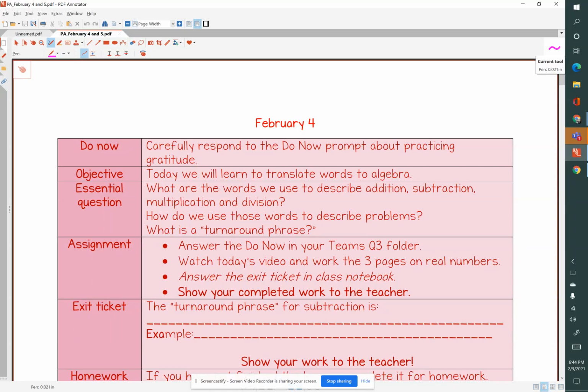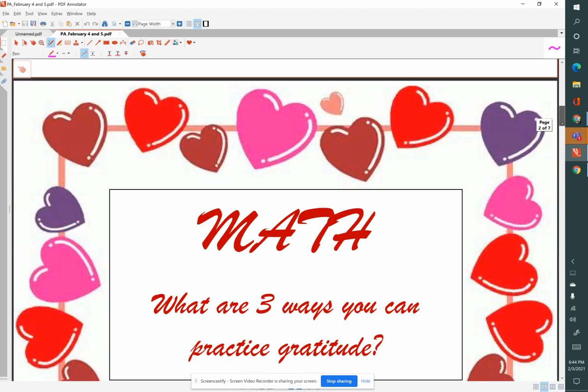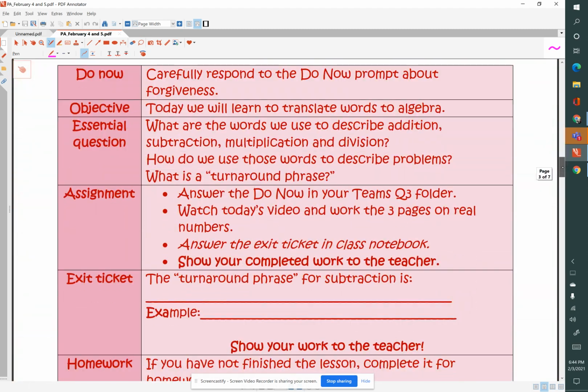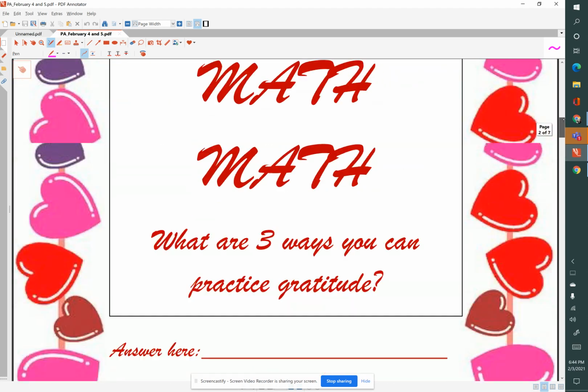Hello, students, and this lesson is for those of you who are taking the MAP test this week and are in my class on February 4th or February 5th. This is the same lesson for either day, but on February 4th, we will see period 3, and on February 5th, we will see period 6 and period 7. So everything is the same in terms of our information. The only thing that's different is you have a slightly different do now.